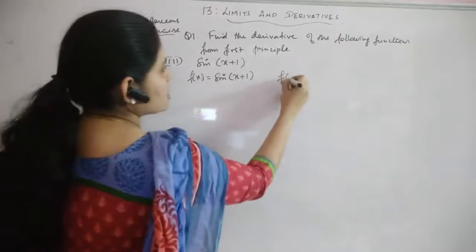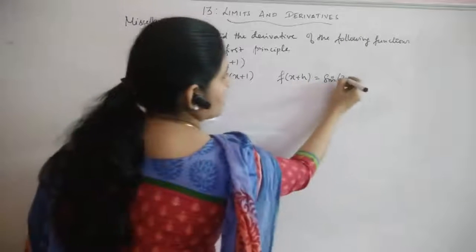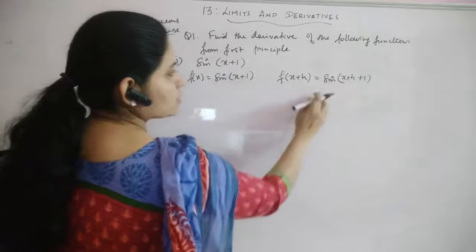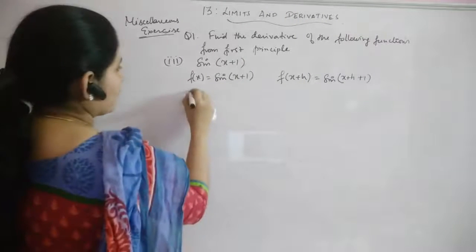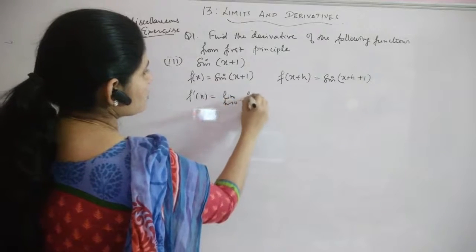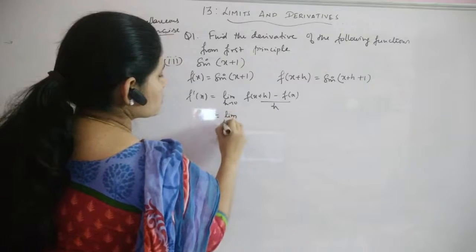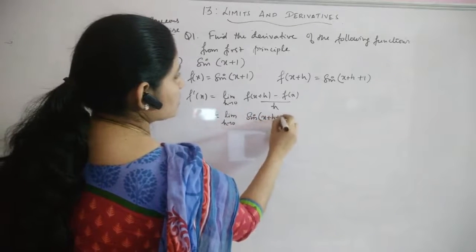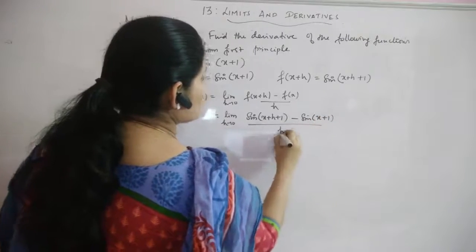So what will be f of x plus h? It will be sine of, instead of x, we will write x plus h, plus 1 is already there. So we are just changing x with x plus h. So the function f of x plus h becomes sine of x plus h plus 1. Now f dash of x is again limit h tends to 0 of f of x plus h minus f of x divided by h, which is equal to limit h tends to 0 of sine of x plus h plus 1 minus sine of x plus 1 divided by h.